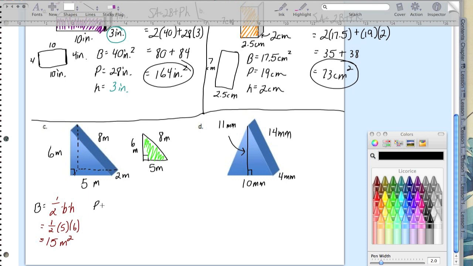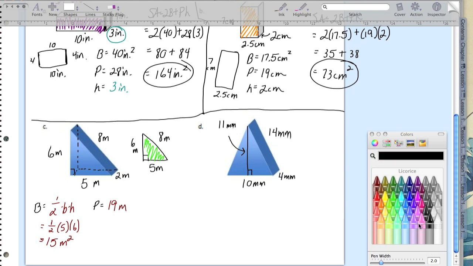Now I go on to find the perimeter of my base. Perimeter of my base is just going to be adding up all the sides. So 5 plus 8 plus 6. Okay, so 6 plus 8 is 14. 14 plus 5 is going to give me 19 meters.